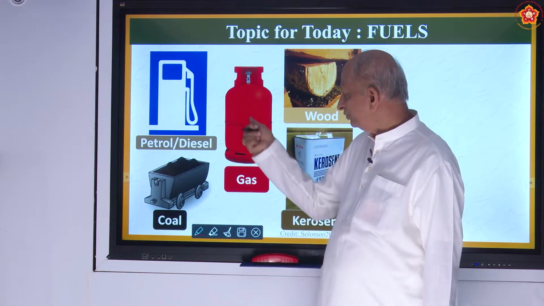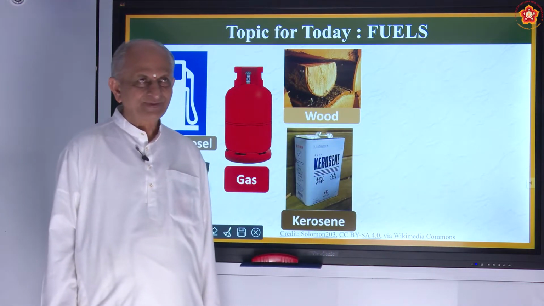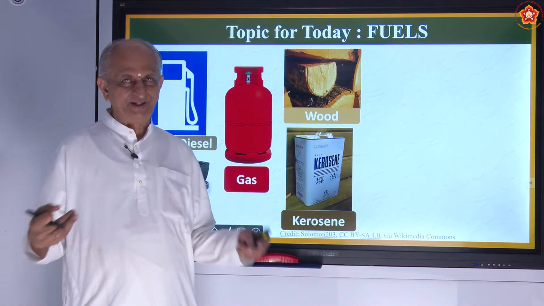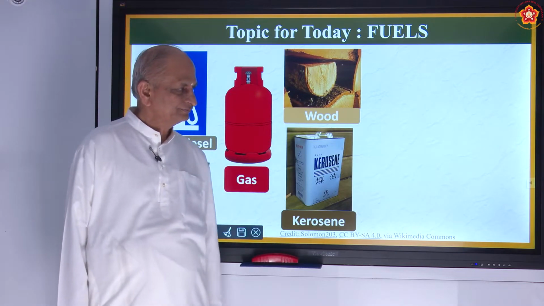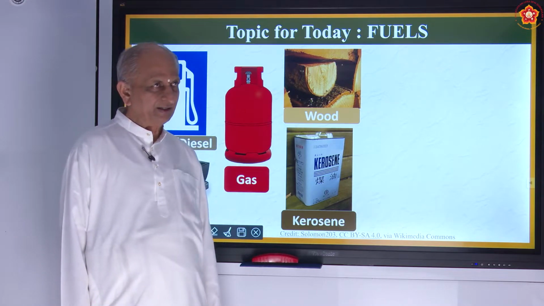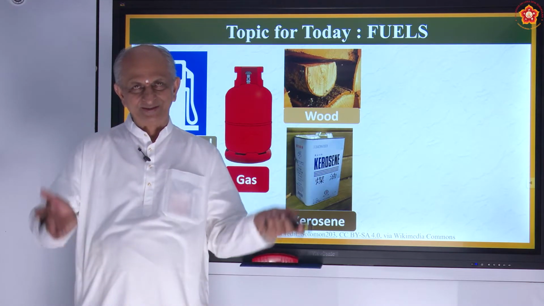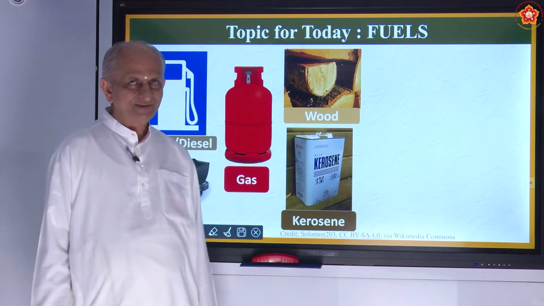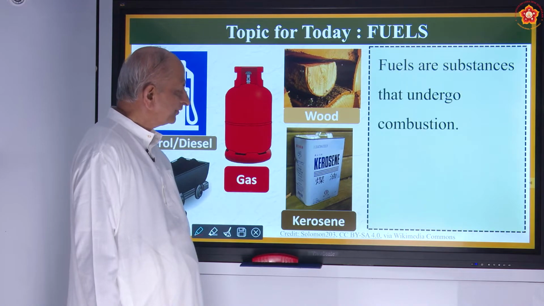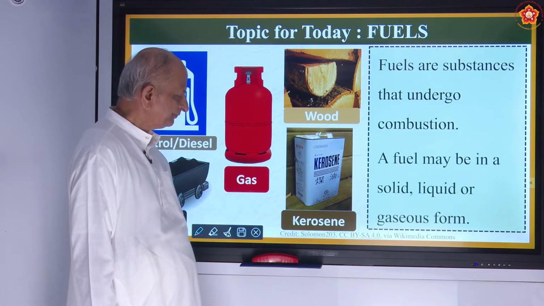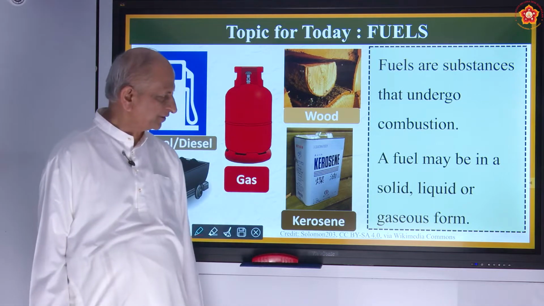And why is it kept in strong cylinders made of steel? Why? Because it catches fire quickly, it should be very safe. Okay, this also is a solid fuel, correct? And in some of the villages they use firewood only. Even the skin of the coconut, they use it for burning, for getting hot water and all. So these are some of the fuels. Fuels are substances that undergo combustion. A fuel may be in a solid form, a liquid form or a gaseous form, which we have discussed just now.